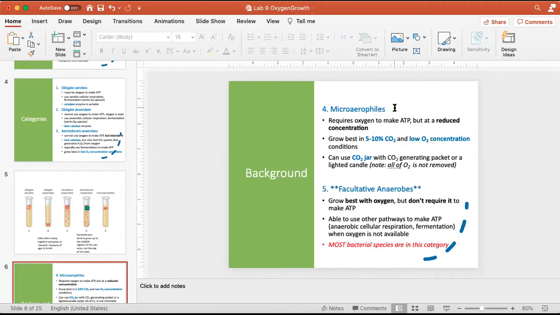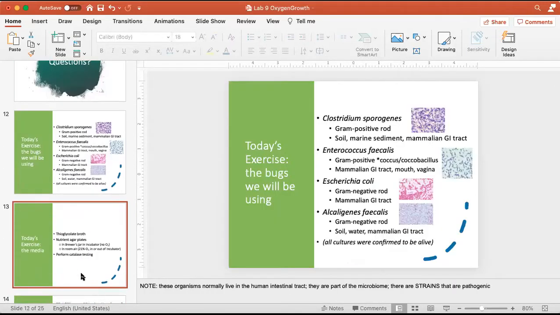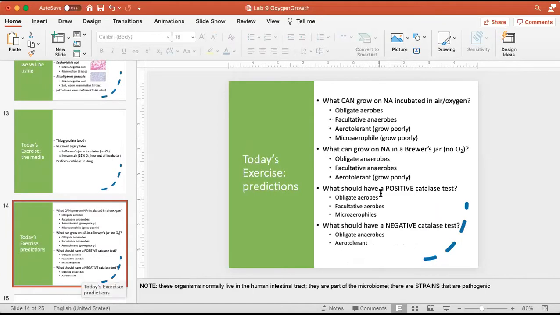If you look at the micro-aerophiles, we see something a little bit different. Remember, this word phile or philic means love. They love air, but in a micro amount. So they require oxygen, but they need it at a reduced concentration. This is the group that grows best in low oxygen and higher than normal carbon dioxide. So no surprise, both the aerotolerants and the micro-aerophiles will grow in room air. They're just going to grow poorly.